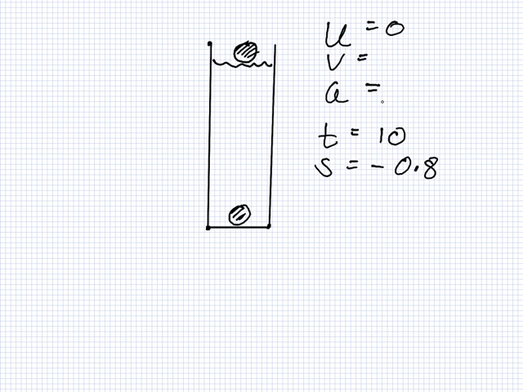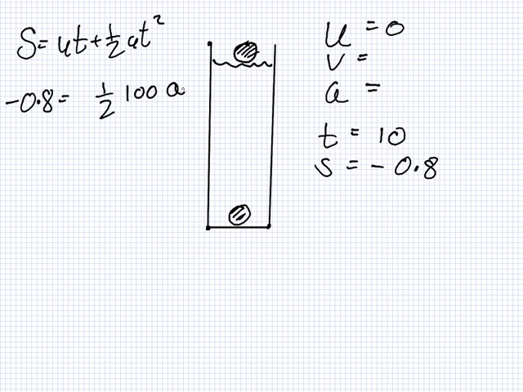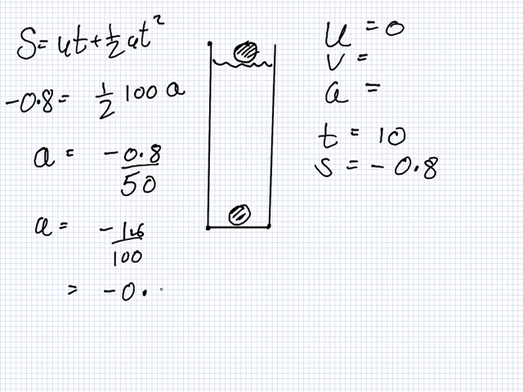What formula will give me the A? S equals UT plus a half AT squared. So minus 0.8 equals a half times a hundred times A. So the A will be minus 0.8 over 50. That's right, isn't it? So the A is minus 1.6 over 100, so that's minus 0.016 meters per second squared.